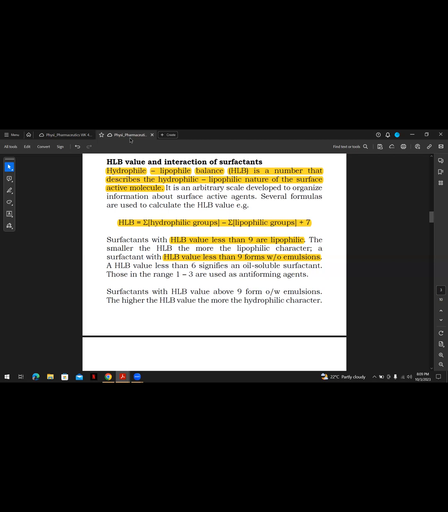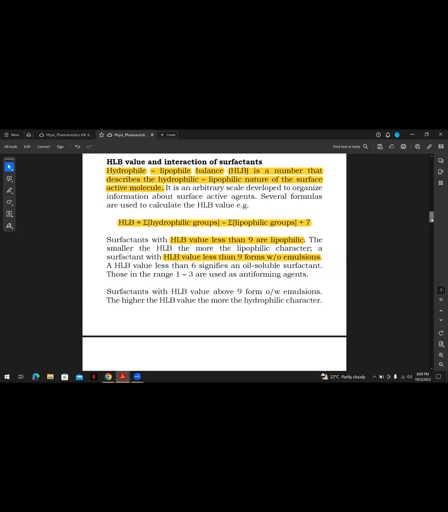Is it? Yes. Okay. So it will form water-in-oil emulsions because the water is at the top and the oil is at the bottom, because oil is heavier than water, I'm assuming. So most of the surfactants are going to break the surface, and then most of them are going to settle at the oil part because the molecule in question has more of the lipophilic groups. So it will form a water-in-oil emulsion.